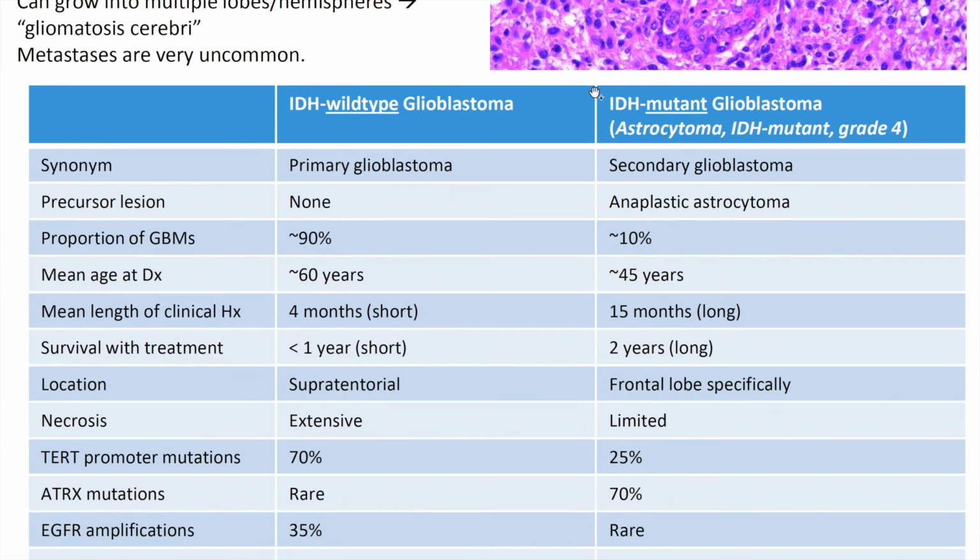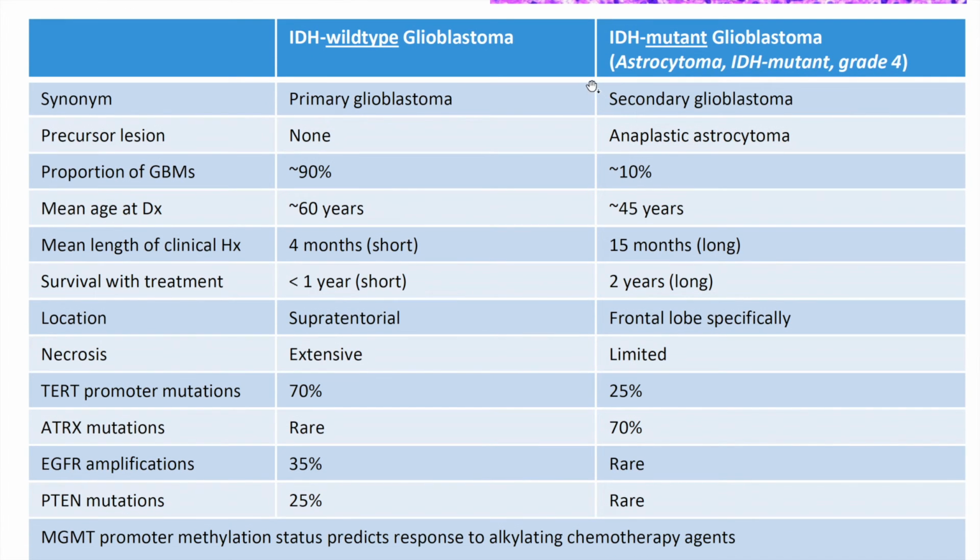Again, the two molecular pathways are outlined here for a glioblastoma. So you have IDH wild type glioblastoma or IDH mutant. For wild type, a synonym would be primary glioblastoma with no precursor lesion. This is going to be over 90% of GBMs, commonly diagnosed later in life, so around 60 as compared to 45 for the IDH mutant glioblastoma. And then the mean length of clinical history and the survivability are both shorter for the wild type glioblastoma.